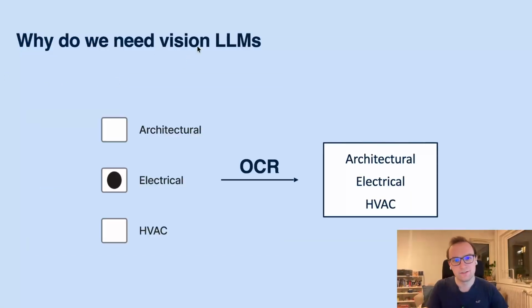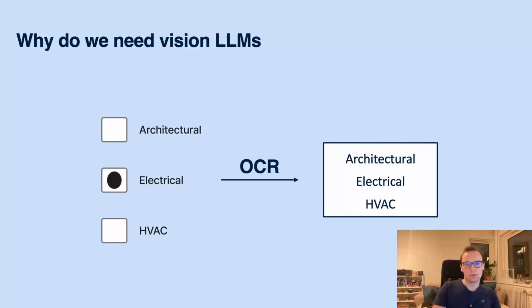Why do we need vision LLMs? Vision LLMs is kind of another word, a bit of a mix of what you call vision language models. Some people call it vision large language models. Some people call it VLM, so vision language model. It varies a bit, but they're all referring to the same thing: a model which takes an image in plus some text and can output text.